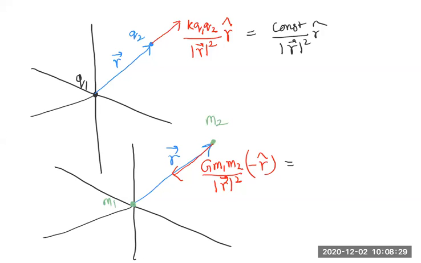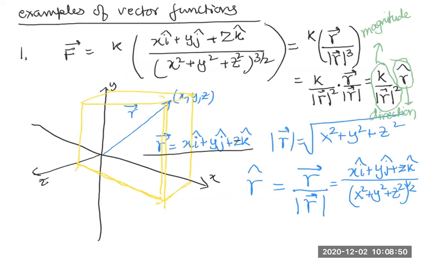So can I write this again as a negative constant by mod of r square into r cap? Have you seen this complicated expression? Have you seen this force before? Yes, you have. This is what the electrostatic and the gravitational forces look like.